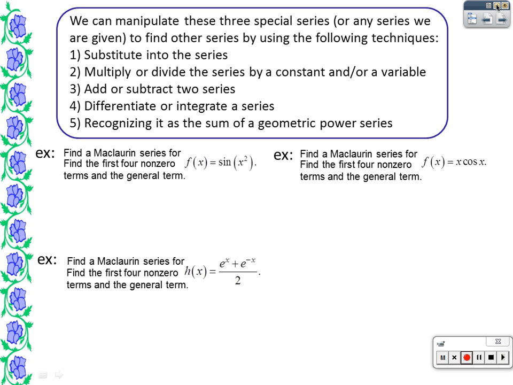So we're going to be using the series for e to the x. So that's the first thing I'm going to do. I'm just going to go ahead and write it down.